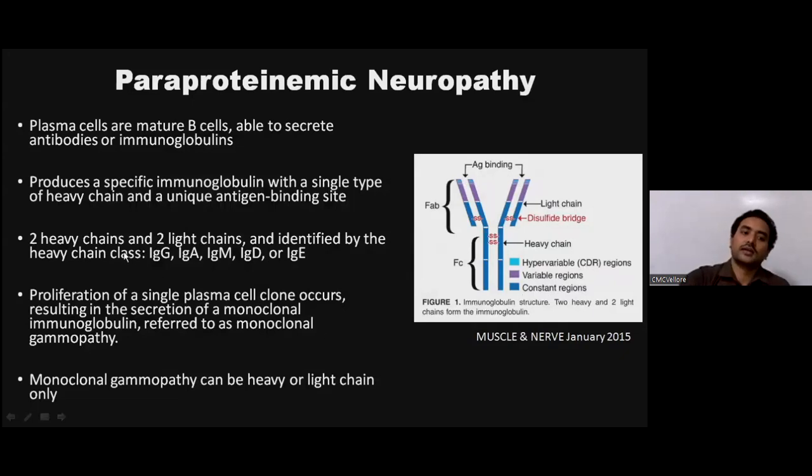As we all know, they have two heavy chains and two light chains, and the class is identified by the heavy chain: IgG, A, M, D, and E. Regarding paraproteinemic neuropathies, we are concerned about IgG, A, and M. So what is monoclonal gammopathy? Monoclonal gammopathy is nothing but a proliferation of a single plasma cell clone. It could be a heavy chain as well as a light chain.